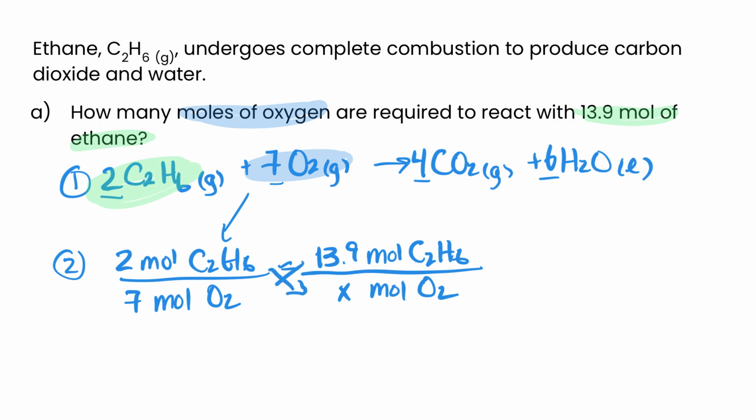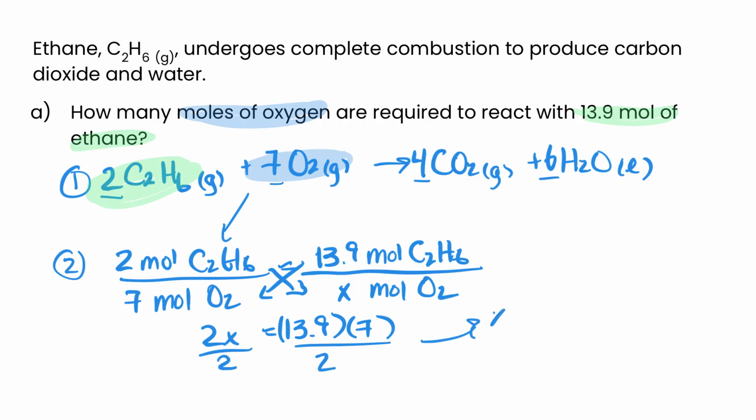Okay, cross multiplying again. We get 2x is 13.9 times 7. And so if we do that math, we divide both sides by 2. Then X is equal to 48.7 moles, and that's oxygen gas required. Okay, so we followed the steps again and completed our calculation.